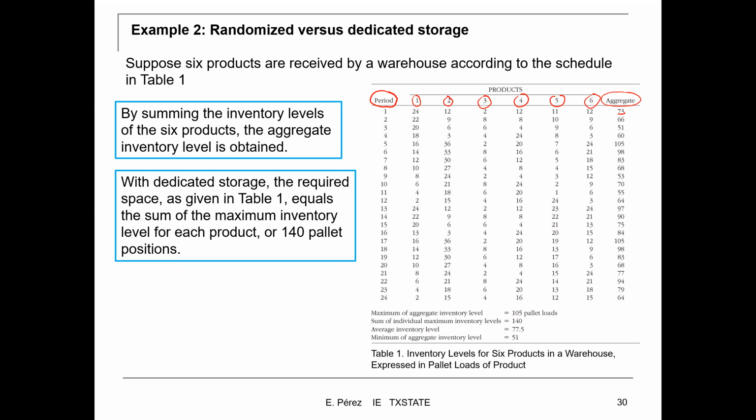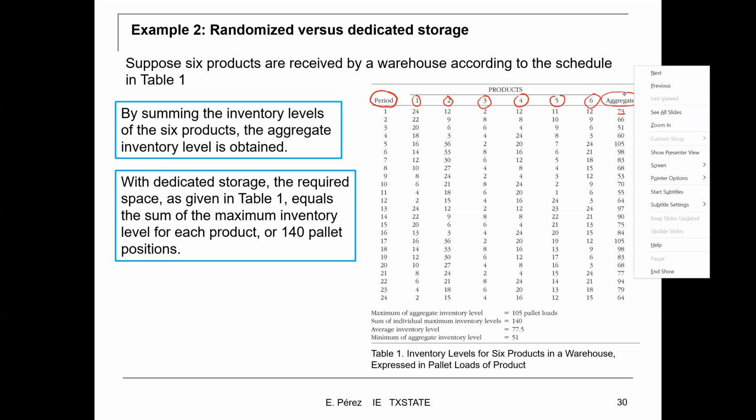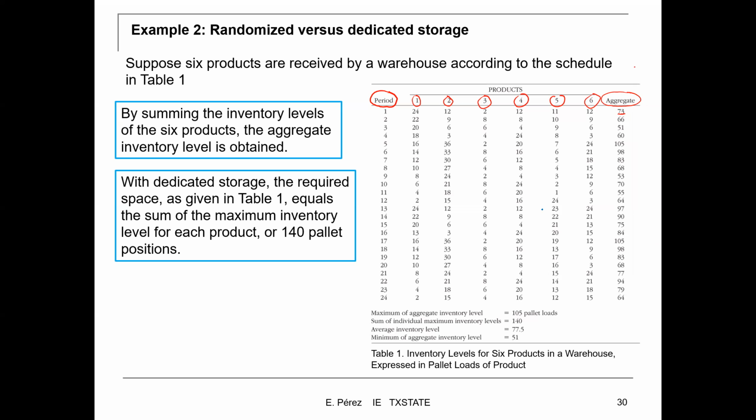Okay, so when you plan for dedicated storage, you want to make sure that you have enough space for your maximum possible number of items that can arrive for that product. So what you do, you go product by product and you look at your history for all time periods. So we're going to look at product 1. And we're going to look for the maximum value. So I think for product 1, that will be 24.